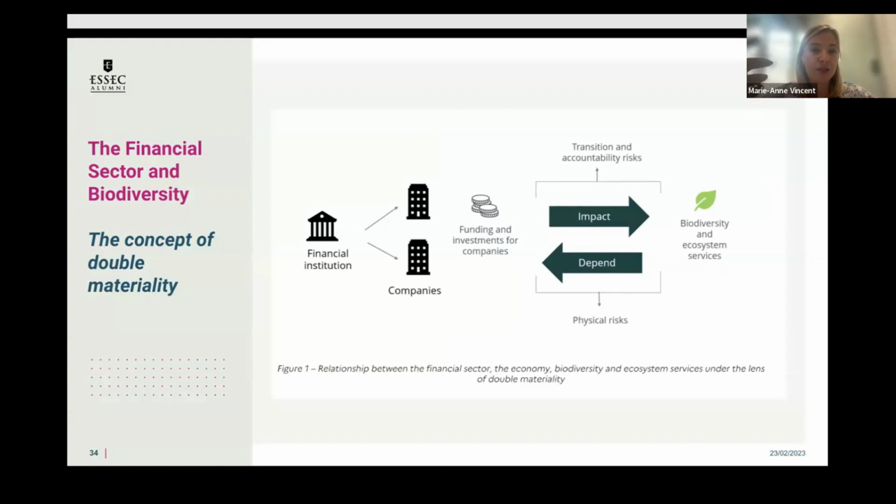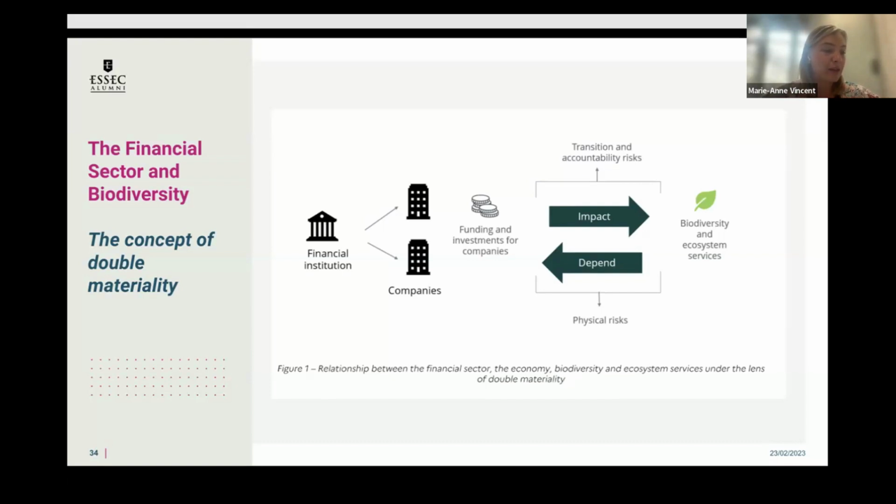When you invest in a company, you want to know what the impact is on the planet and biodiversity, because you want to protect the planet and you want to protect your investment in the coming years. But you want to understand as well the dependency of your company towards the ecosystem services, the planet services, because the profitability of your investment will depend on this dependency. So the relationship between the two is very important, and the assessment of the two.